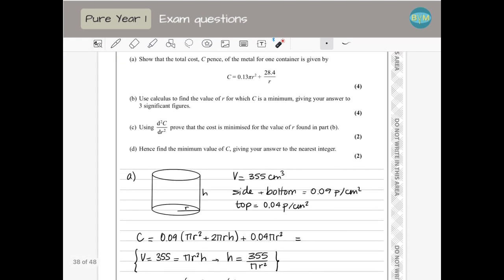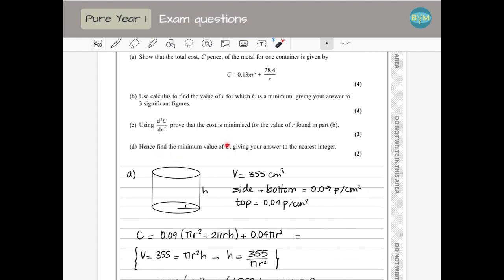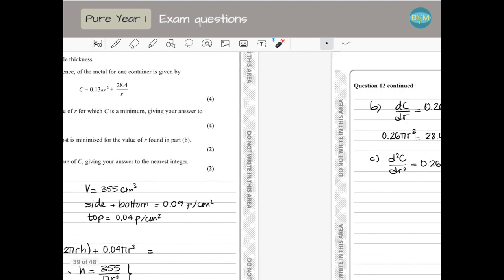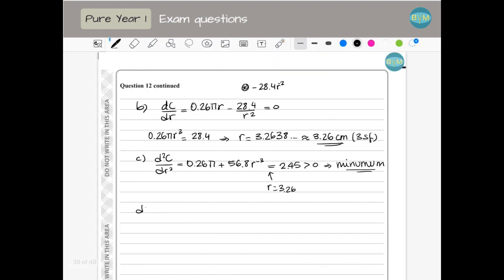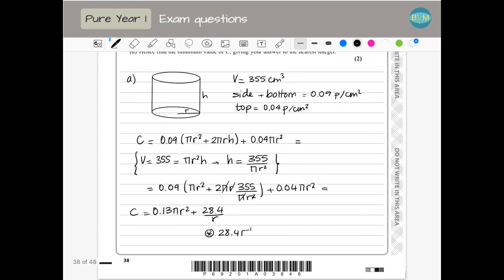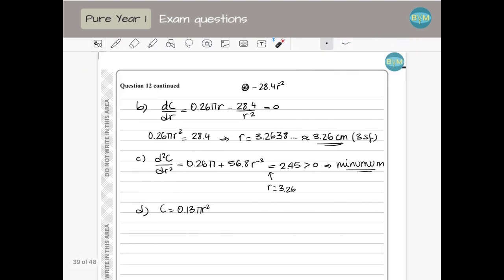The last part says, hence, find the minimum value of C, giving your answer to the nearest integer. So we found the value of r for the cost being minimum, but we haven't found the cost. So what we are going to do is just substitute into the cost function, this expression here, the value of r that we just found.